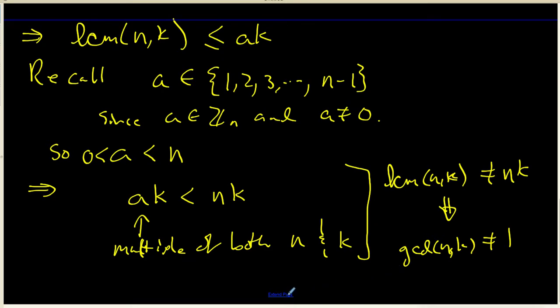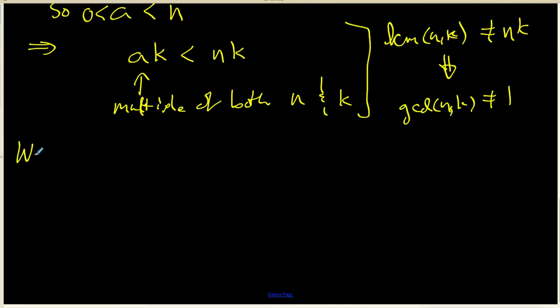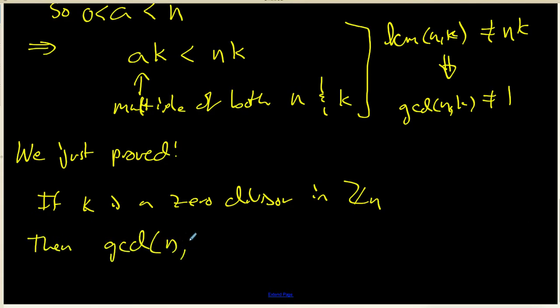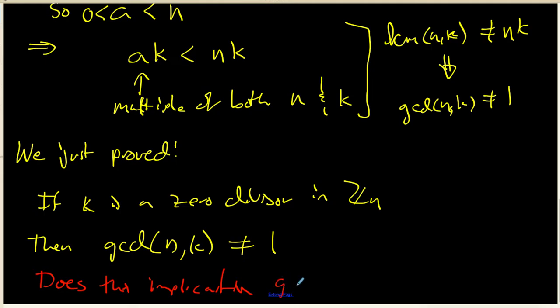So what we've just gotten done doing is we just proved this particular important fact. If k is a zero divisor inside the ring Zn, then the GCD of n and k is not going to be 1. In other words, k will not be relatively prime to n. Well, the question then becomes, does this implication go both ways?